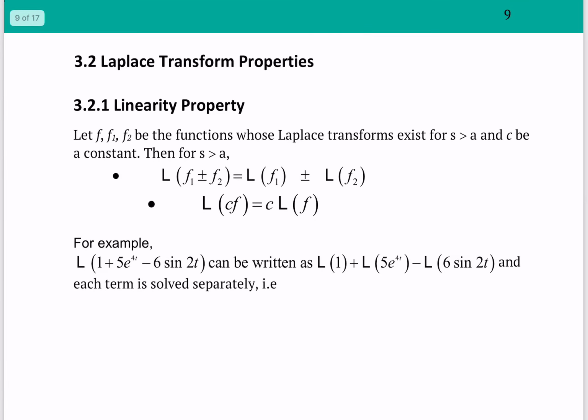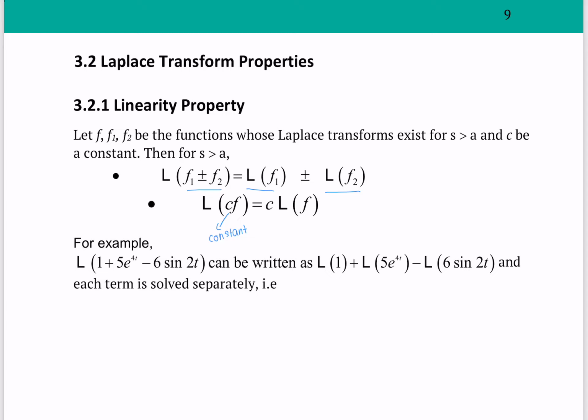So if I have addition or subtraction of these functions, let's say I have f1 plus or minus f2, and I want to find the Laplace transform of f1 plus or minus f2, it is equal to the Laplace transform of the first function plus or minus the Laplace transform of the second function. And if I have a constant c multiplied to a function, the Laplace transform will be equal to c times the Laplace transform of f.